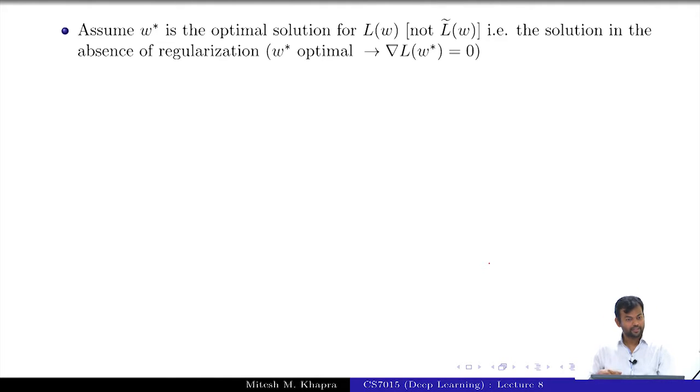Okay. So now let's assume that W star is the optimal solution for L(W). What is L(W)? The train error, not our regularized error, just the train error, okay? If W star is the optimal solution, what can you tell about the derivative at W star? It's going to be 0 from basic calculus, right? If I say minimize x square, the minimum is where the derivative of x square with respect to x is equal to 0, right? Everyone knows this, okay?